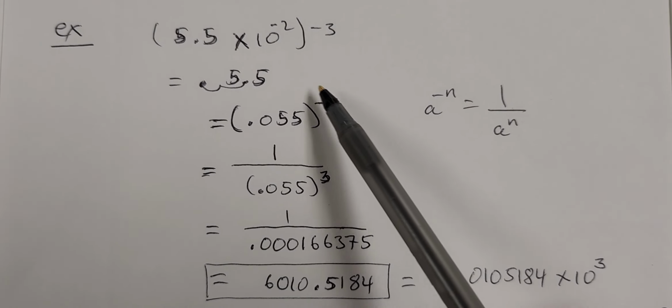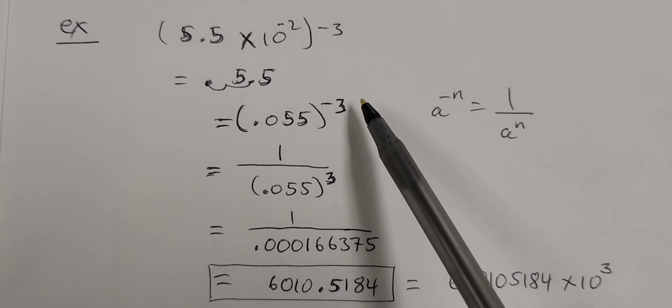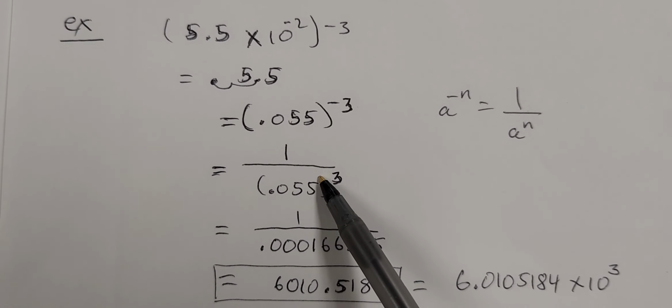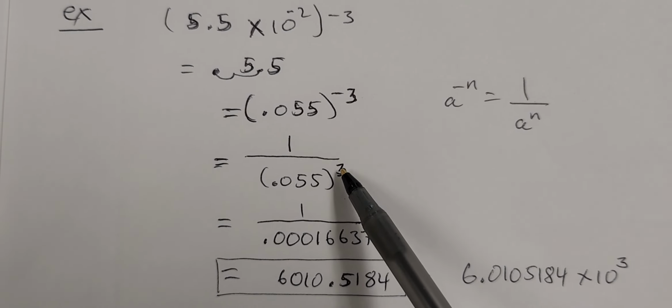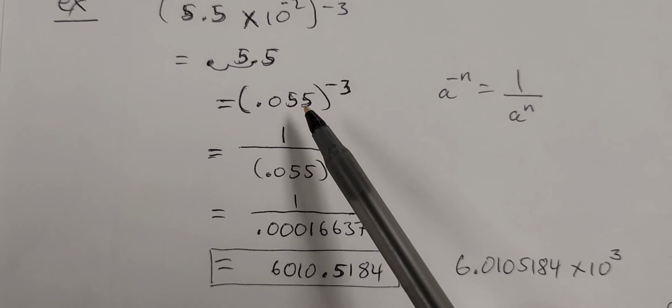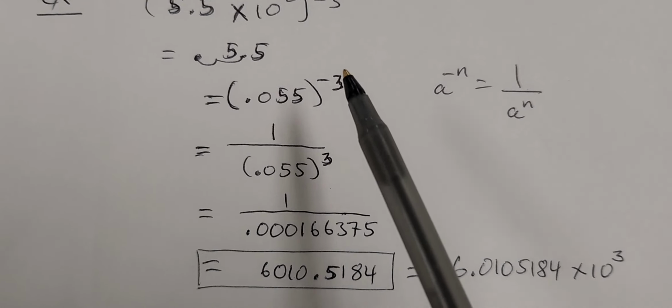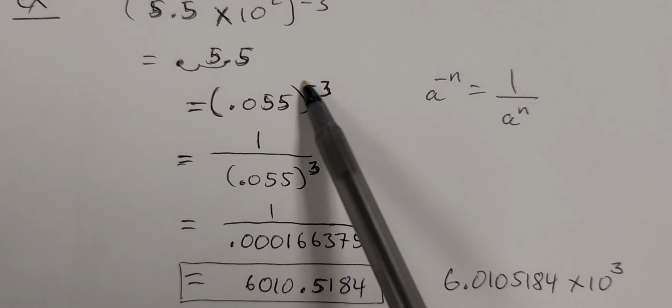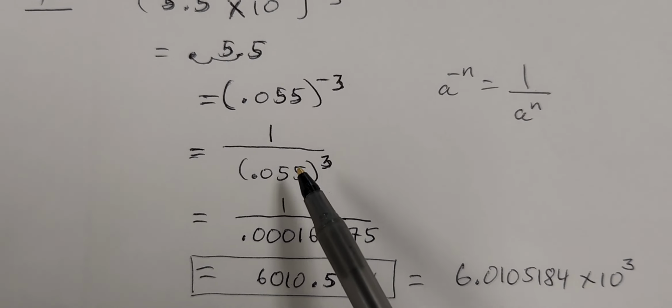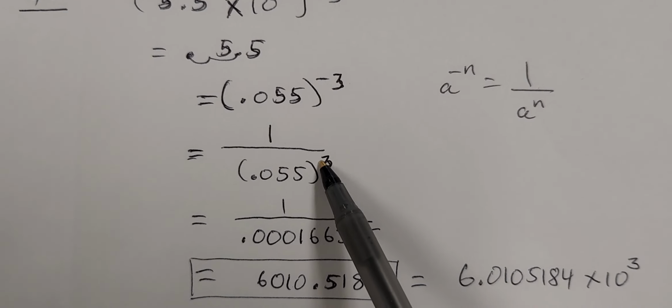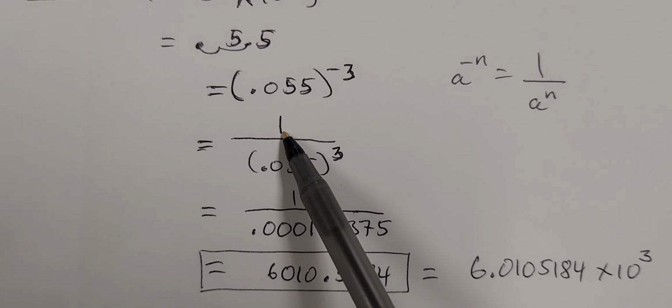So as you can see, take this whole thing right here where I'm circling, put it in the bottom, and the negative goes away. So I have 1 over this whole thing, and the negative goes away. One more time, negative power, take this whole thing here, put it in the bottom, and the negative goes away, and always 1 over it.